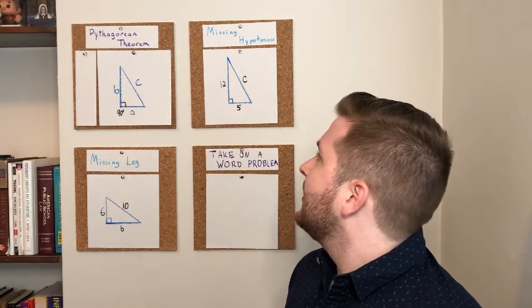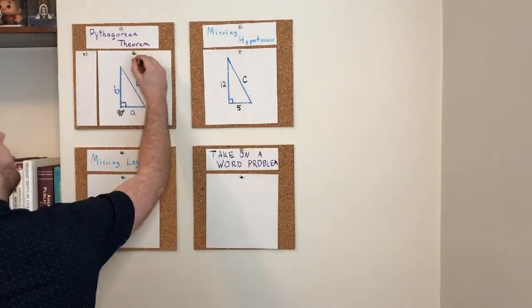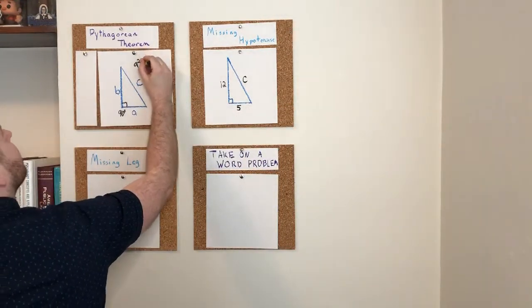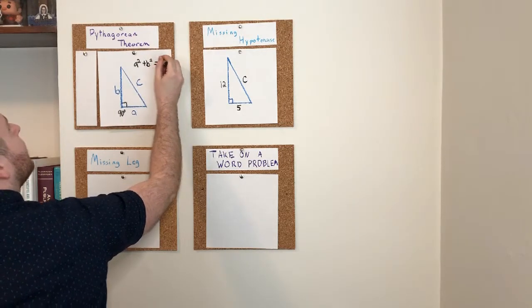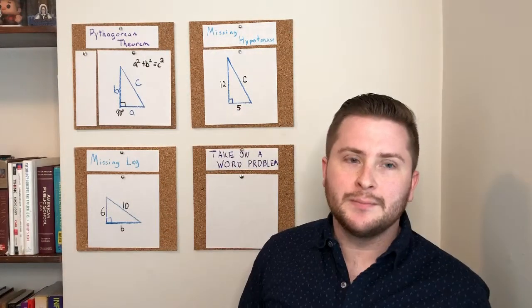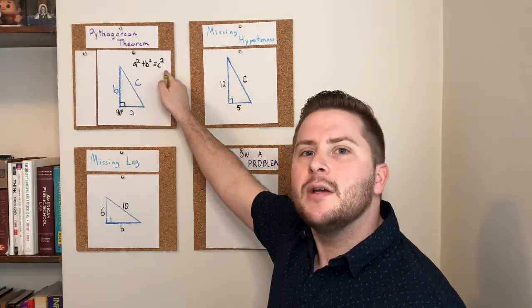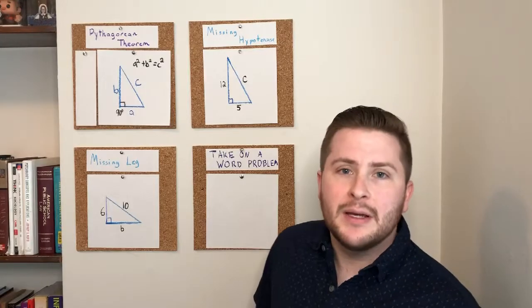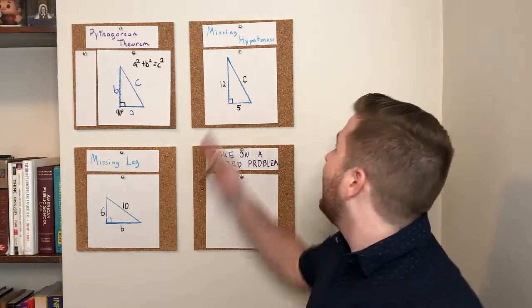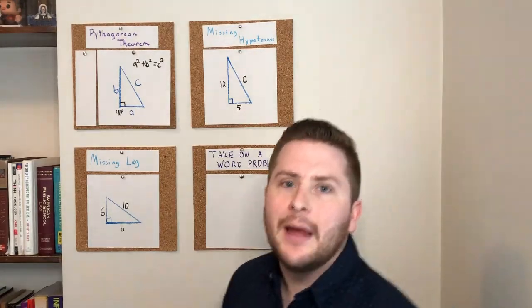So the most important thing that I don't have on here is the theorem itself. A squared plus B squared equals C squared. The sum of the squares of the legs will always equal the hypotenuse squared. The two very most basic problems you can find from this are finding the missing hypotenuse length or finding a missing leg.